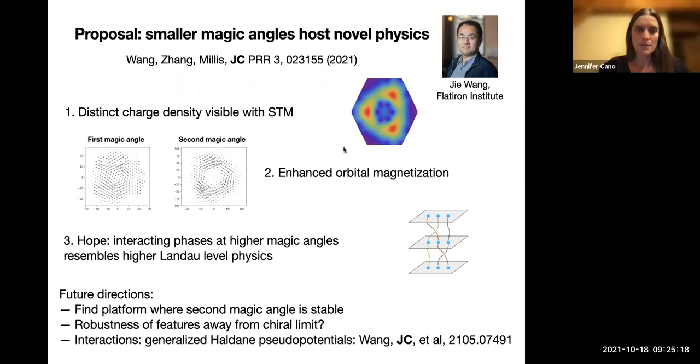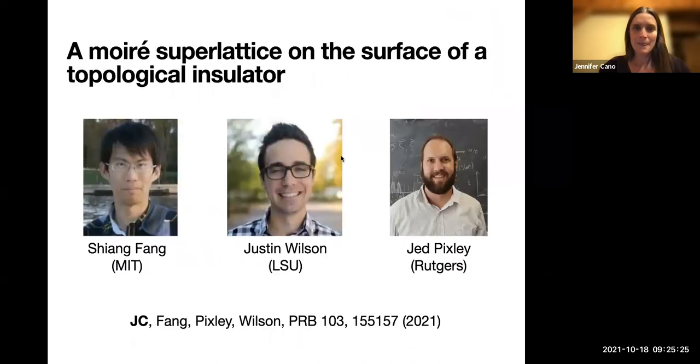If there are no other questions at the moment, then I will move on to the second part of the talk, which is what the title is based on. The second idea in this direction that we're working on is thinking of different platforms where we can transfer the physics of twisted bilayer graphene. One of the ideas that we have is to look at a Moiré superlattice on the surface of a TI, and I'll say why we want to do this. Let me first acknowledge the collaborators, Xiang, Justin, and Jed, who I've gotten to work with. They have been great to work with on this project.